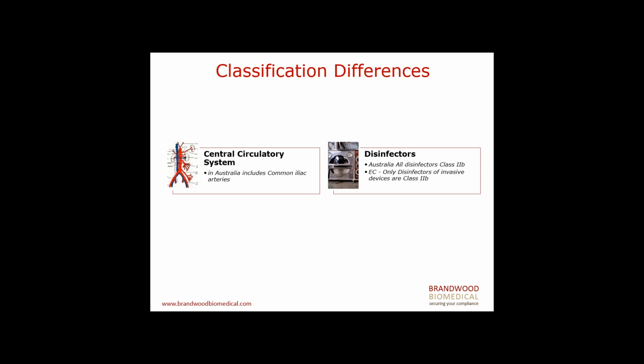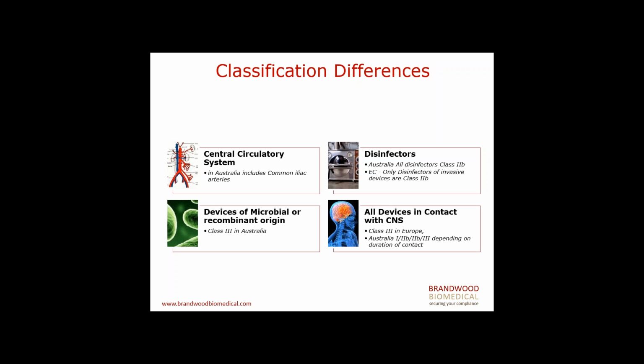The other one is with regards to disinfectants. In Australia, all disinfectants are classified as Class 2B. However, in Europe, it's only the case if the disinfectants are for invasive devices. Devices of microbial or recombinant origin are all Class 3 in Australia and often have to go through direct TGA conformity assessment as opposed to CE certification, and we'll go through the exemptions a bit later as well.